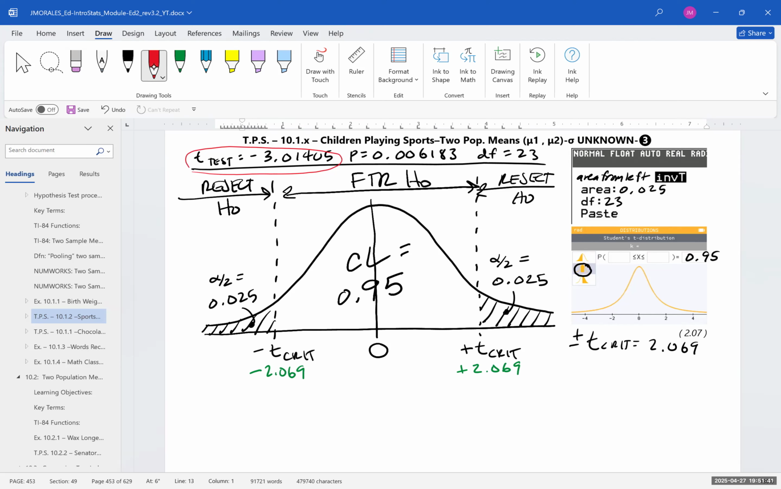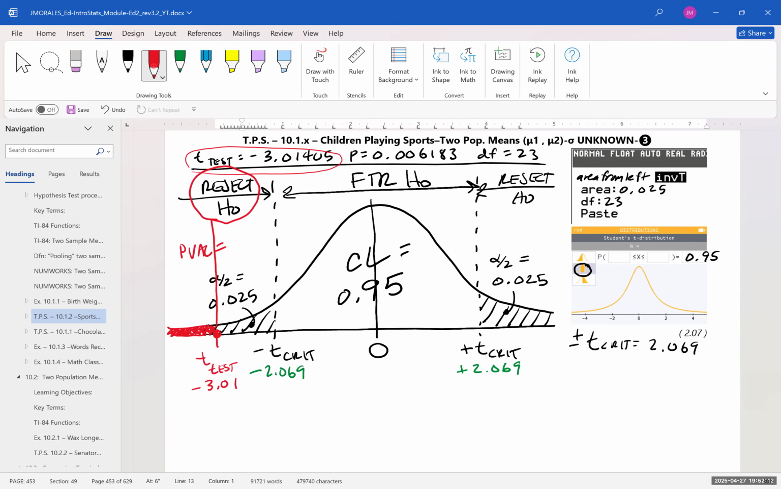Okay, so negative 3 is going to be to the left of negative 2, somewhere right about here. So this is our t test statistic, and it's negative 3.01. And if we go up from here, that's clearly in the reject the null region. All right, so this is the p-value here.